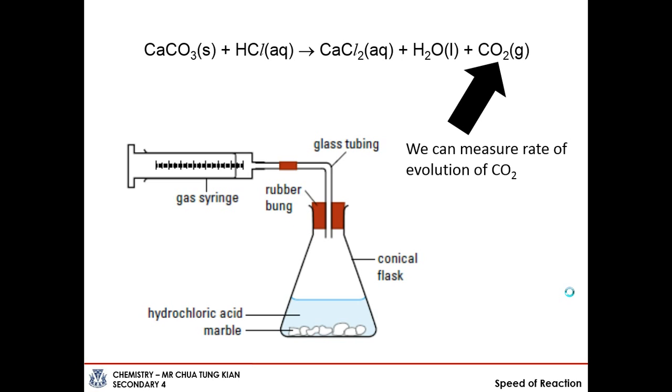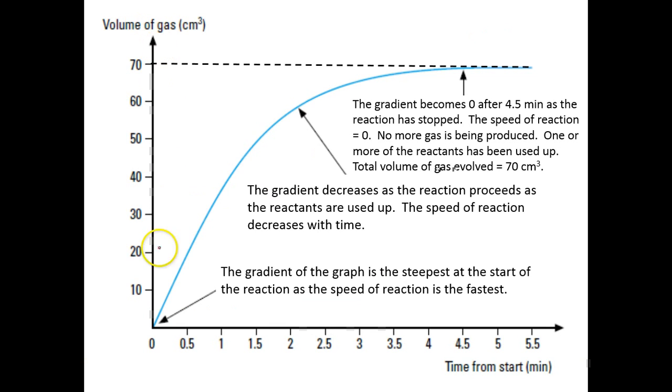As I earlier mentioned, we can use acid carbonate, measure the rate of evolution of carbon dioxide to determine the rate of a reaction. And this is what I was saying just now. We have a graph which can be plotted against time. At 0.5 minutes we have about 15 cm cube. At 1 minute we have about 35 cm cube. So as time goes on, you get more and more gas produced.